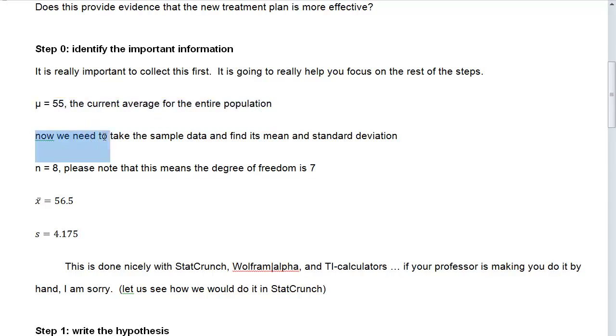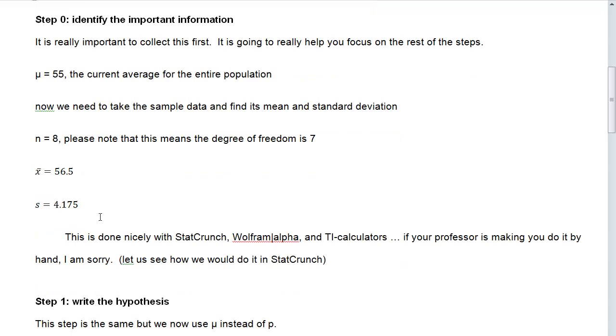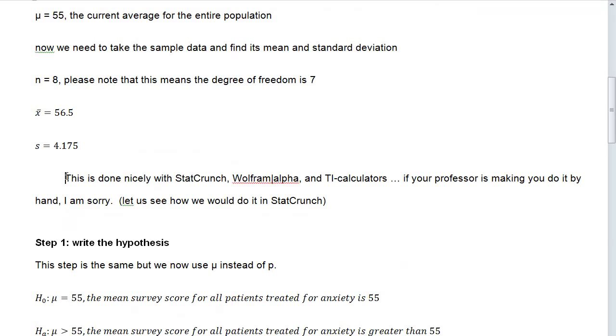Okay. Now we need to take the sample data and find its mean and standard deviation. All right. And so I actually did that, and I got these values. And this is nicely done with StatCrunch, Wolfram Alpha, TI calculators. If your professor is making you do this by hand, I am so sorry. That makes me very sad. And now this is my note to say, hey, let's see how we would do it in StatCrunch.